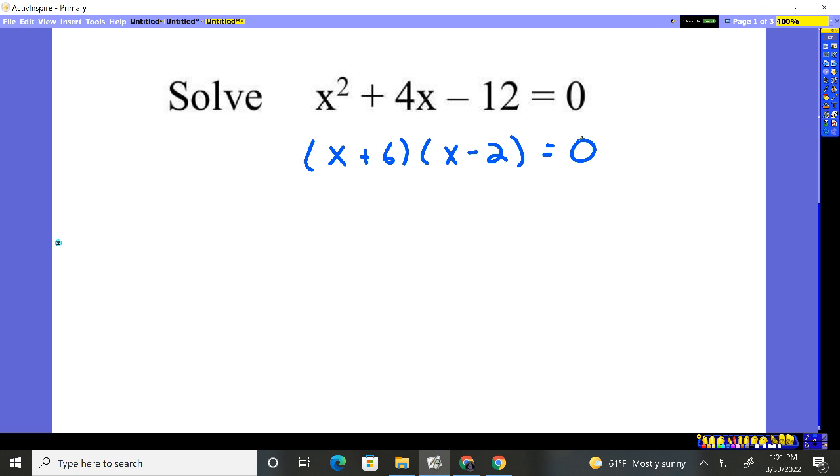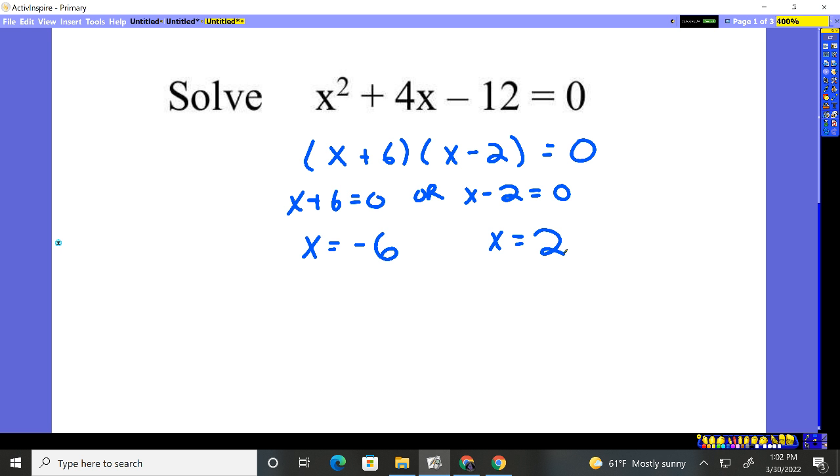And then we take each of these pieces and set them equal to 0 and solve it. So x plus 6 equals 0 or x minus 2 equals 0. Move your 6 over. You get negative 6 is one solution and 2 is the other. Now, we need to know how to do that.